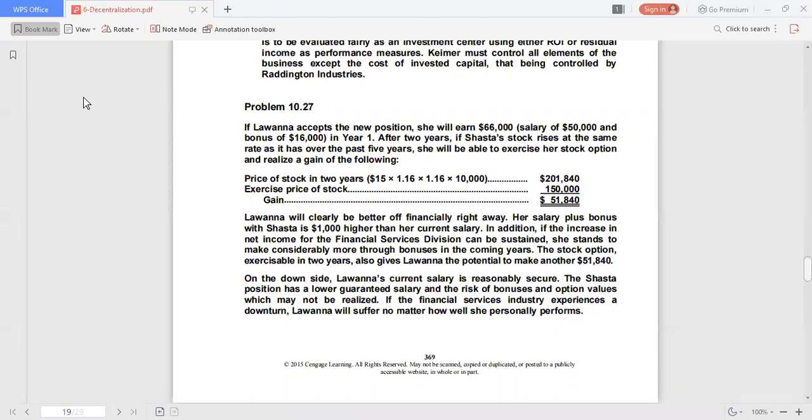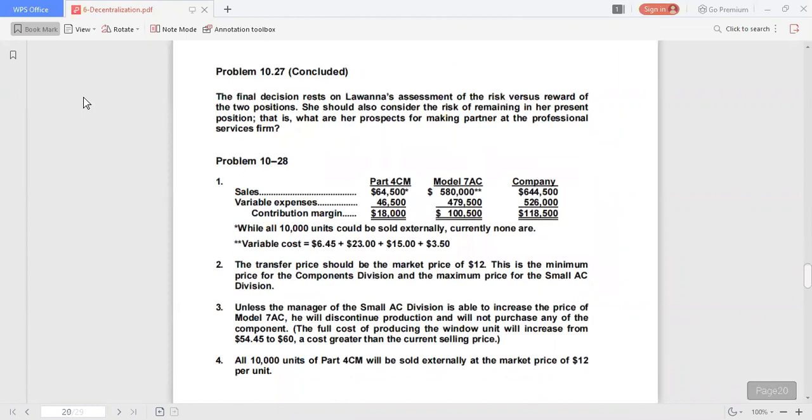On the other side, Lawana's current salary is secured. The Shasta position has a lower guaranteed salary and the risk of bonuses and option values which may not be realized. If the financial services industry experiences a downturn, Lawana will suffer no matter how well she personally performs.